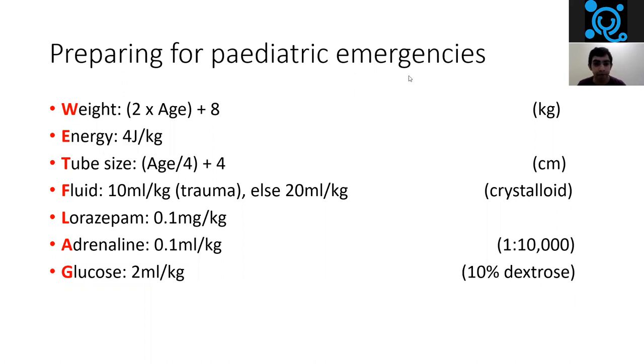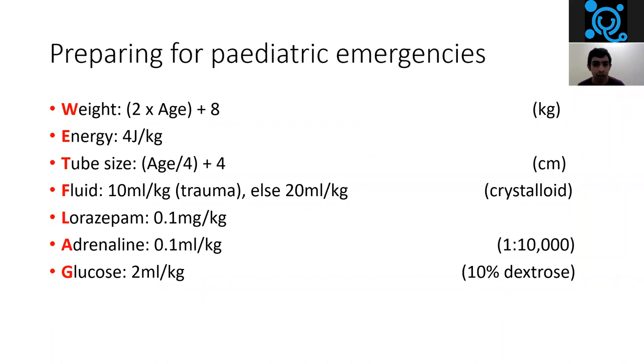The important thing to bear in mind with fluids is that this is for a bolus, by the way, we always use crystalloids. 0.9% sodium chloride is the main one for boluses. We usually give 20 mils per kilo, unless they're a trauma case, in which case we give 10 mils per kilo. The other one we give 10 mils per kilo for is if they're in heart failure.